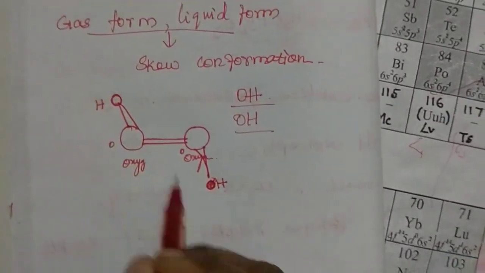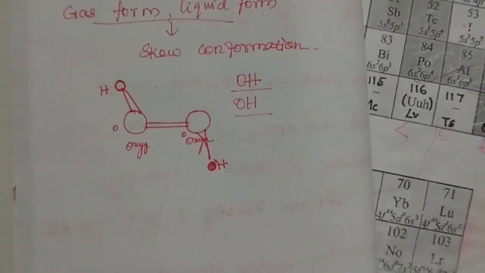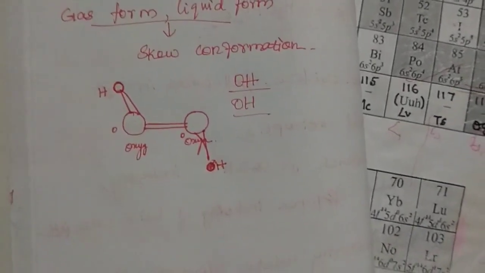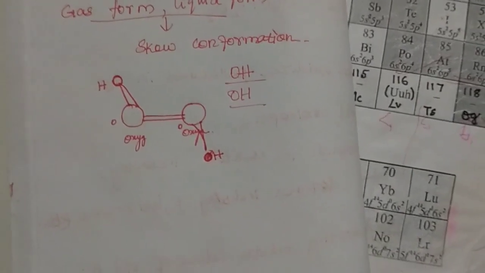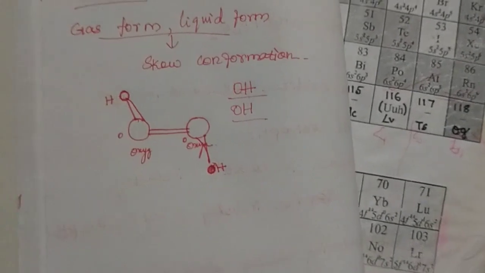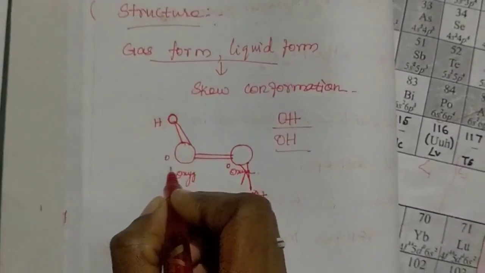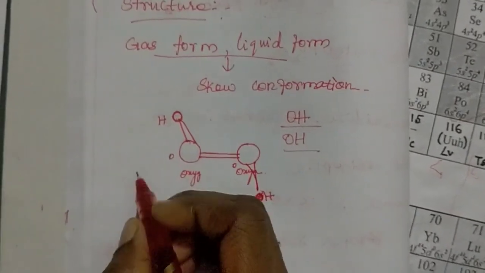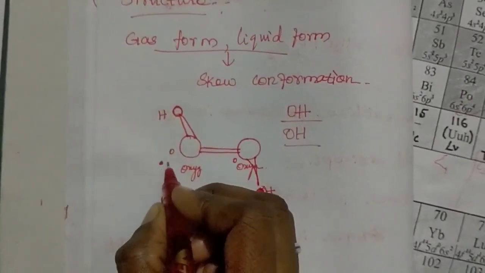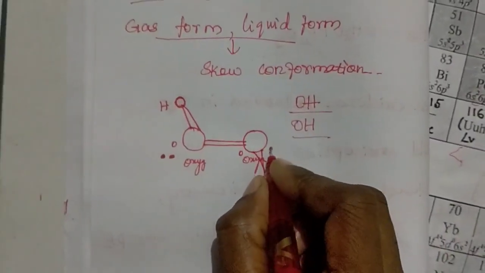Now the first OH and second OH have some repulsive interaction in this OH bond. There we have lone pairs of electrons on each oxygen atom. We have lone pairs of electrons. A lone pair of electrons we indicate with 2 dots, that means 2 electrons.